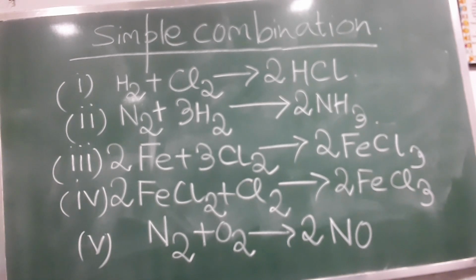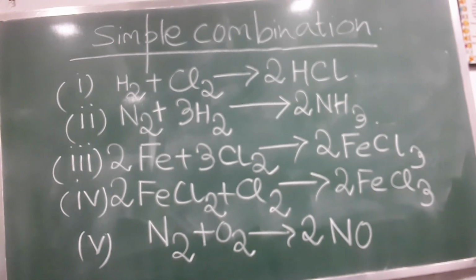Children, you will notice that in these reactions, 2 reactants are participating in the reaction. For example, in the first reaction, hydrogen and chlorine react to form hydrogen chloride. In the second reaction, nitrogen and hydrogen, these are the reactants, okay? Nitrogen and hydrogen react to form ammonia. NH3 is ammonia. In the third reaction, iron and chlorine react to form ferric chloride.